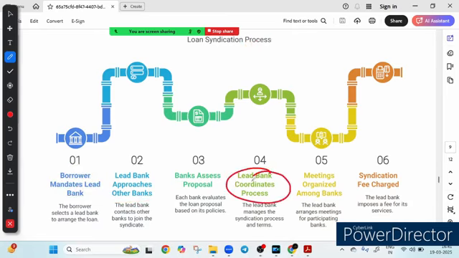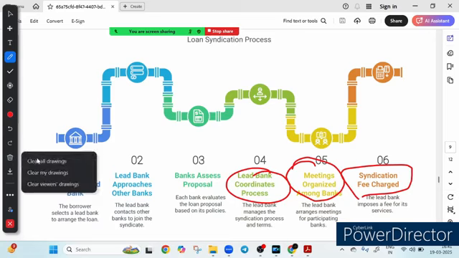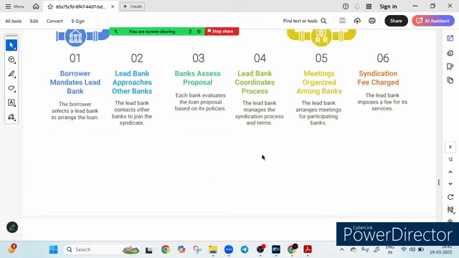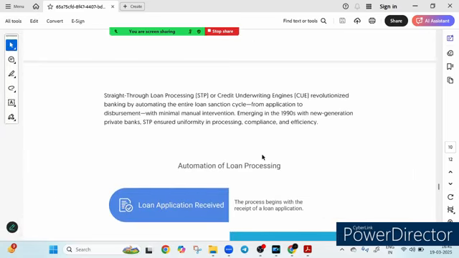So basically once commitments are in, the lead bank takes charge and manages the entire syndication process and negotiates terms with all the parties. And finally, a meeting is organized among banks. So the lead bank organizes a formal meeting with all participant banks to finalize the agreement and iron out any details. And finally, a syndication fee is charged. So for all this coordination, the lead bank charges a syndication fee for its service. So it is all about collaboration, coordination and confidence, right? So this is how it is done. So the step by step process I have told you, a lead bank, a syndicate bank, how it works, every aspect we have covered.